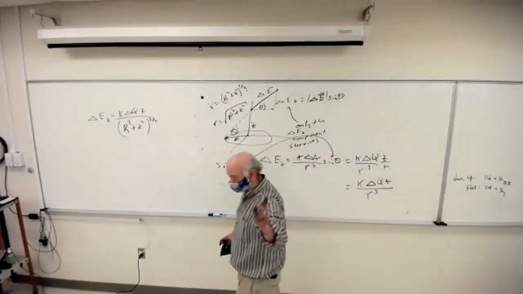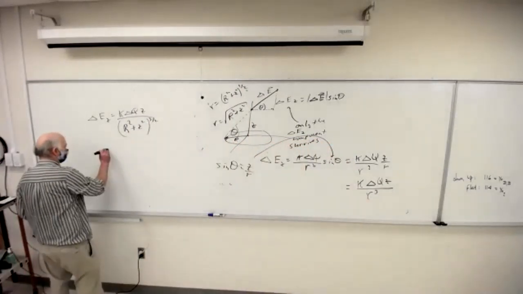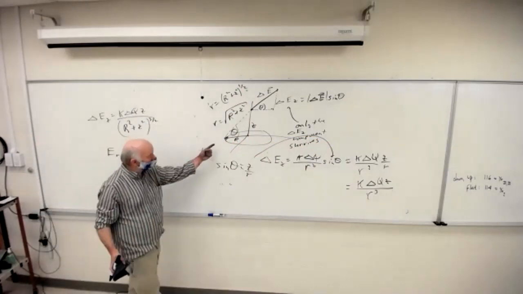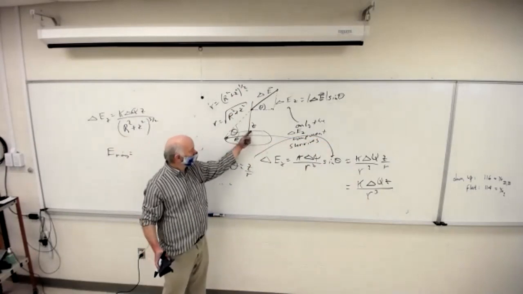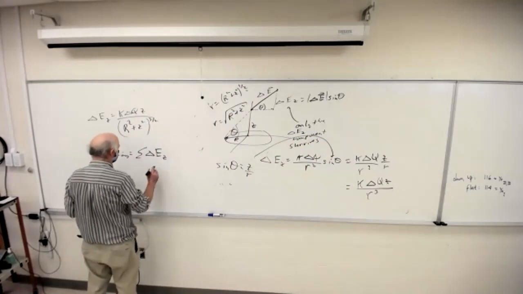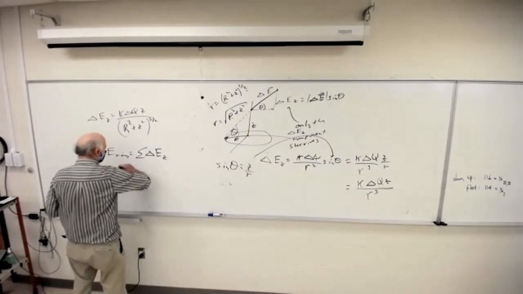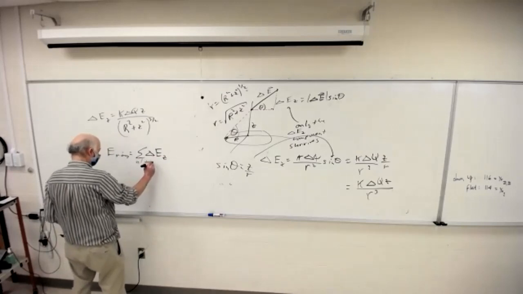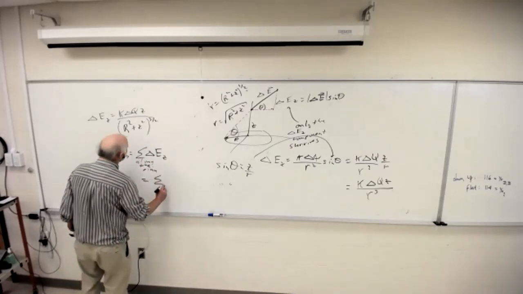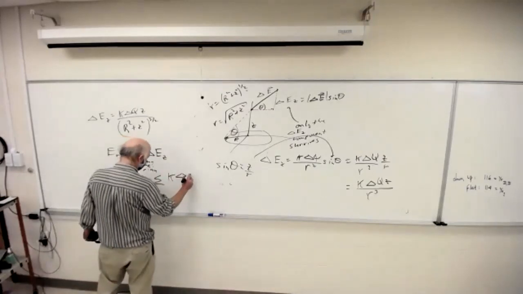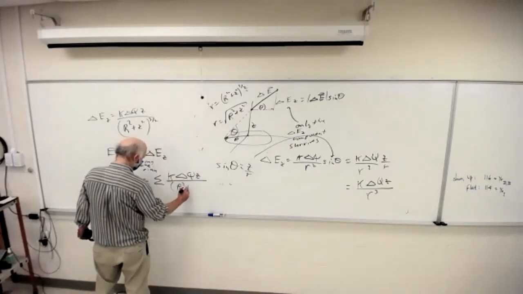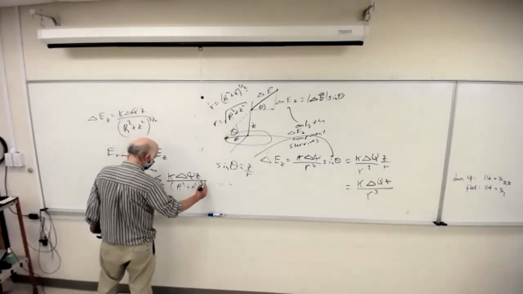Now, if we want the total electric field from that ring, how do we have to do that? We have to add up all the little contributions along here. So we have to sum all these little delta EZs. We're doing the sum along the ring. So this gives me the sum of k delta Q z over R squared plus z squared to the 3/2 power.